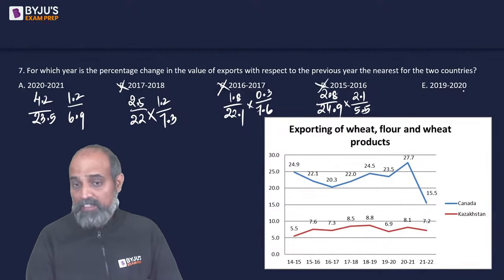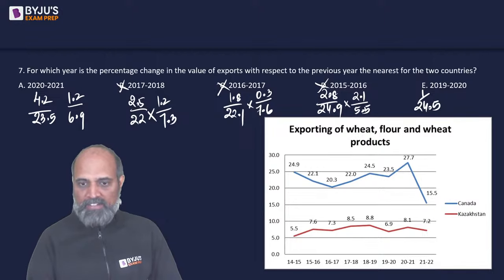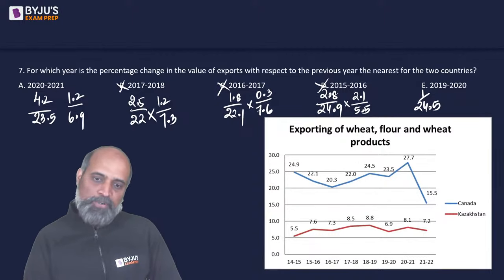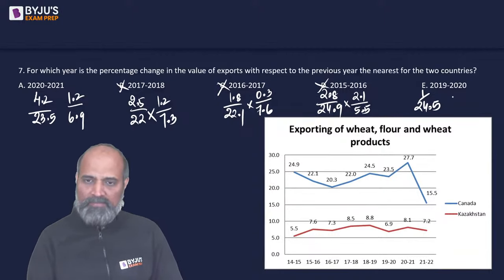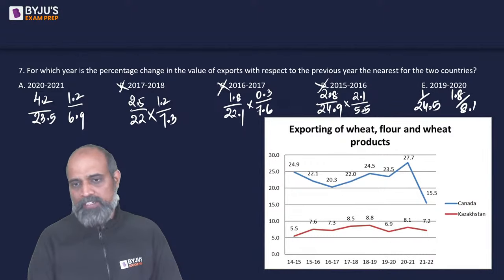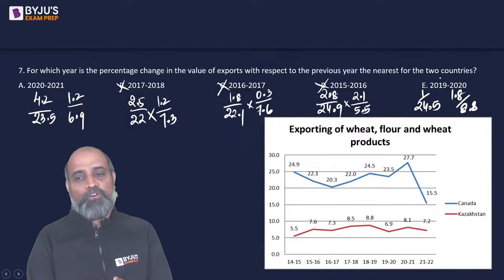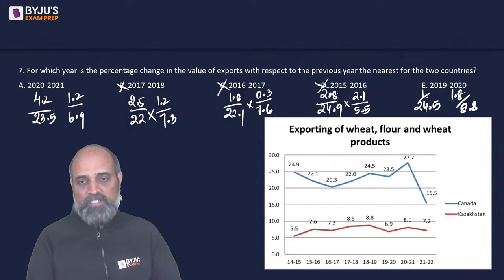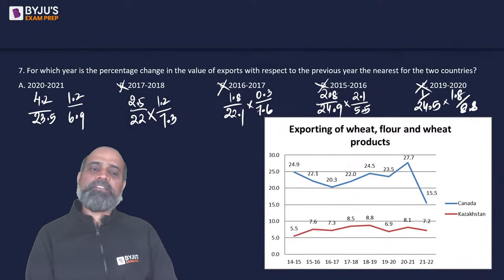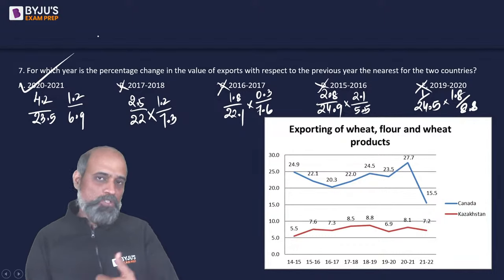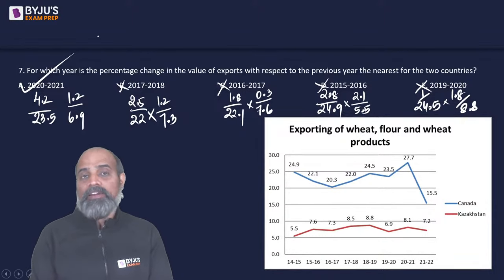E, 2019-20. 2019-20 में Canada there is a dip of 1 over 24.5, and for Kazakhstan there is a dip of 1.8 over 8.8. Definitely 1 by 24.5 is like almost only 4%, पर वो वाला बहुत ज़्यादा है, so even E will not make sense. So एक ही option है जो बहुत close लग रहा था पहले से, A, option A.